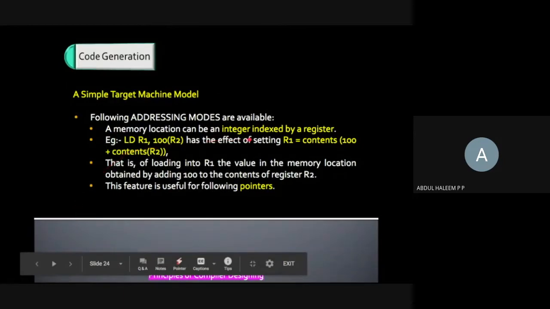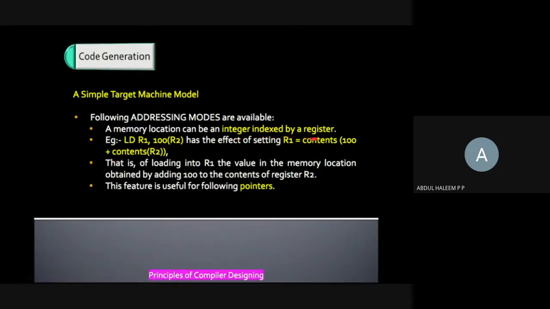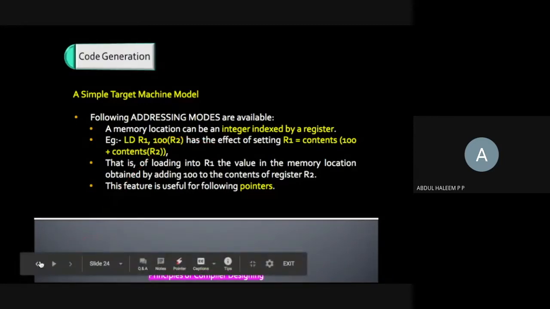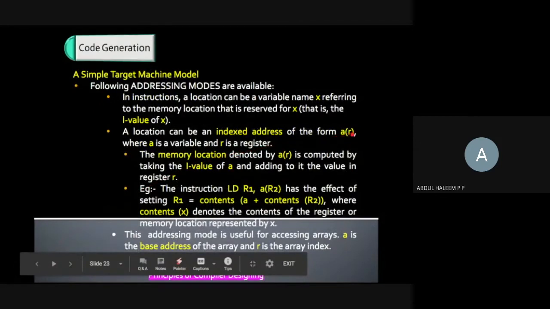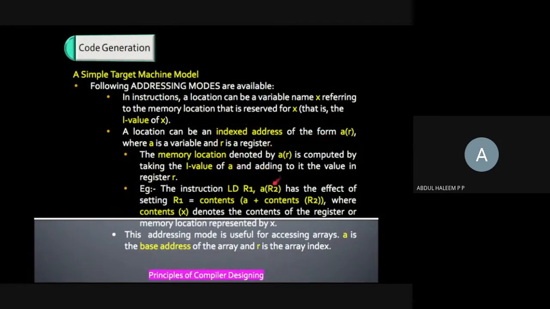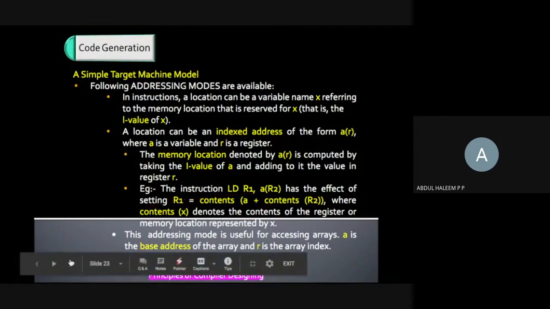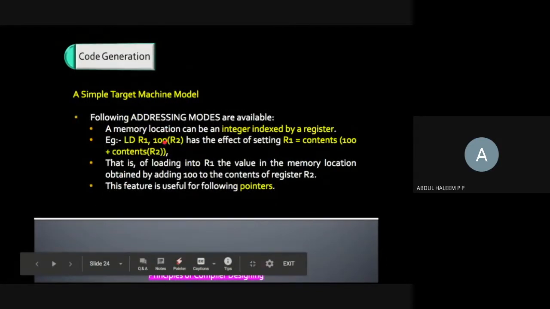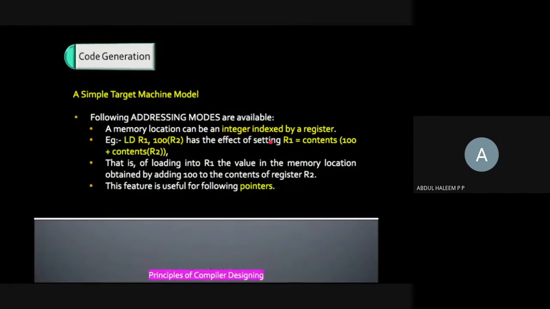Next addressing mode is integer indexed by a register. See the difference here. Here we have 100(R2). In the previous slide it was A(R), where we were taking the base address in A. Instead of A, a constant address is given here, 100. That is the difference.